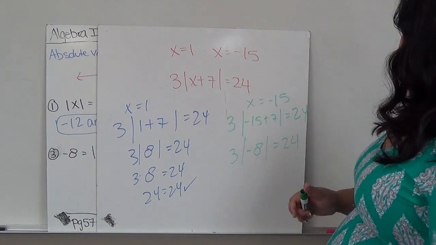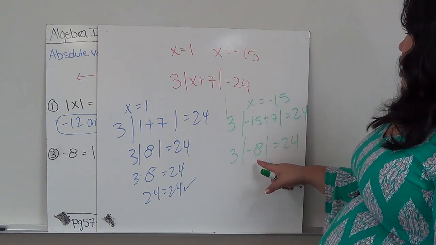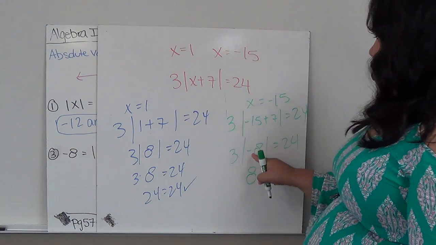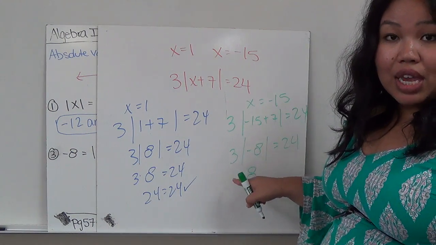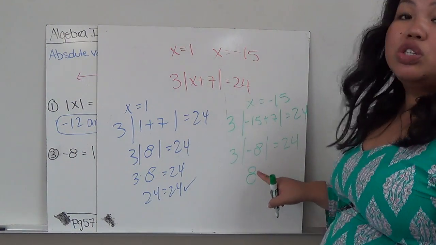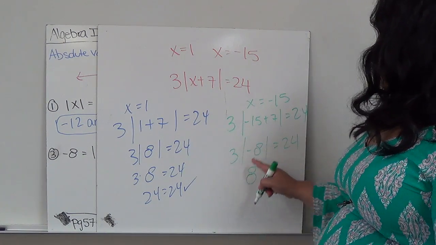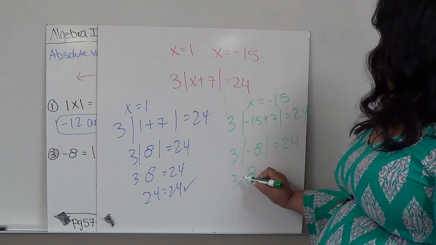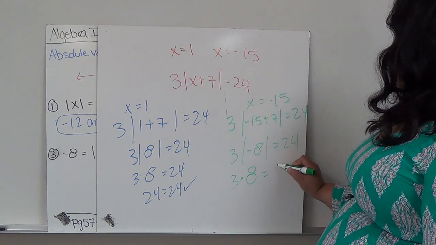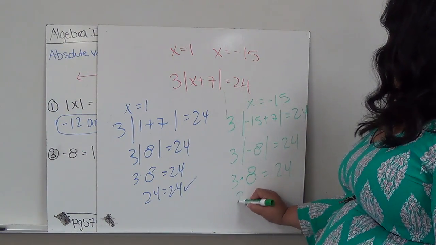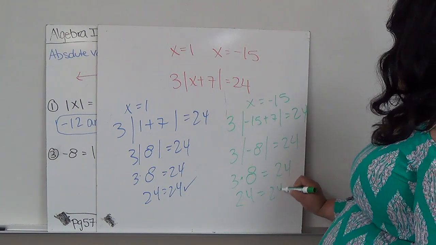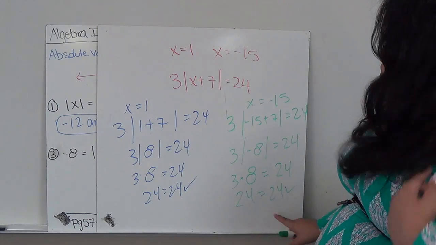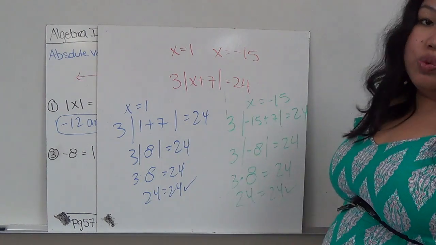Okay? So, what this means is the distance that negative 8 is from 0 is 8. Even though this is negative 8, the distance negative 8 is from 0 is 8. So my answer is still positive 8. That's what the absolute value gives me. We're focusing on the distance, so 3 times 8, right? And I have 24, same, equals 24. Check. So that's the two answers. Both give me that value 24.